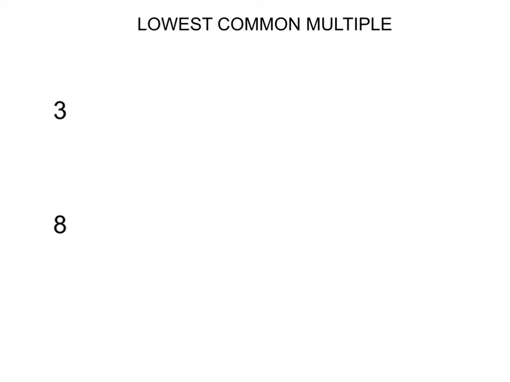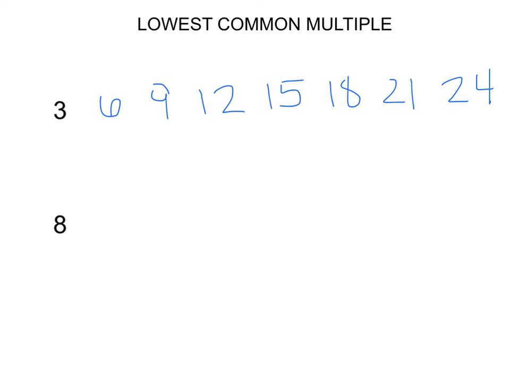So 3 times 2 makes 6. 3 times 3 makes 9. 3 times 4 makes 12. 3 times 5 makes 15. 3 times 6 makes 18. 3 times 7 is 21. 3 times 8 is 24. We're going to stop there, and now we're going to make the multiples of the number 8.